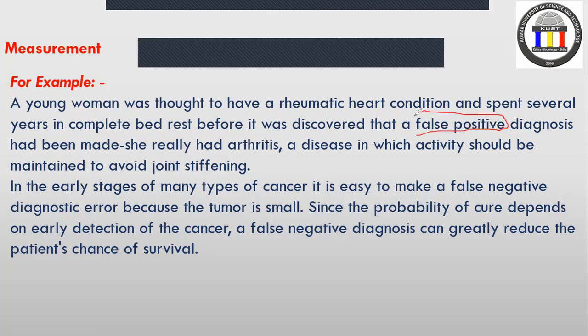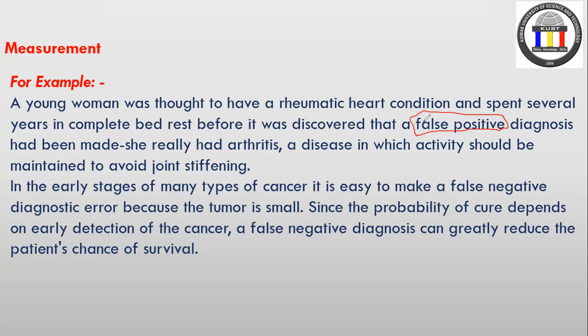What do we mean by false positive? That means the doctor said you have a disease, but you don't have it. So the doctor first diagnosed her: you have a rheumatic heart condition, but actually she doesn't have it. Okay, and with this disease, the person should be at rest, spending time on the bed. Why? Because the heart is not working well, so you don't want to push more work on it. Okay, and this doctor made a false positive one.